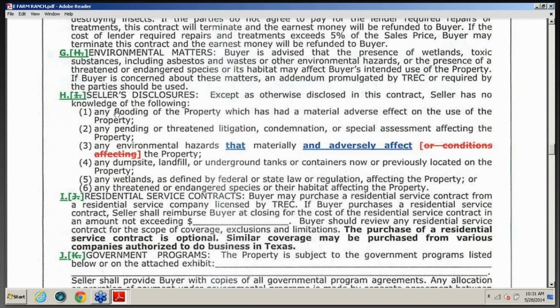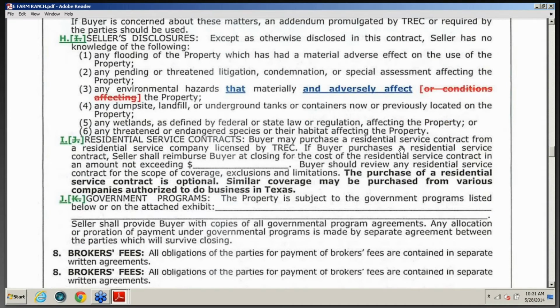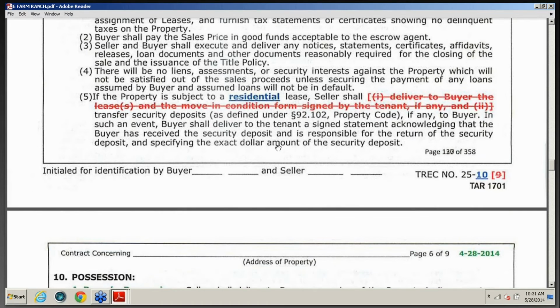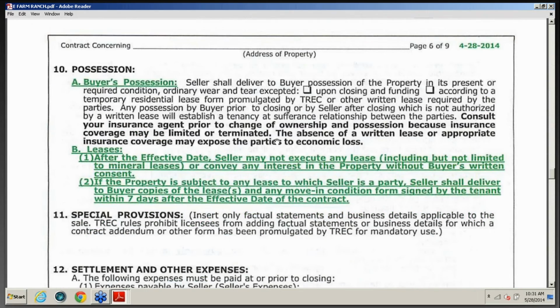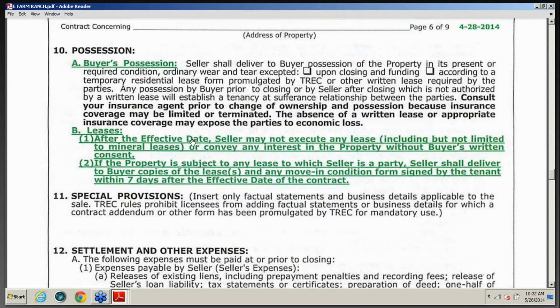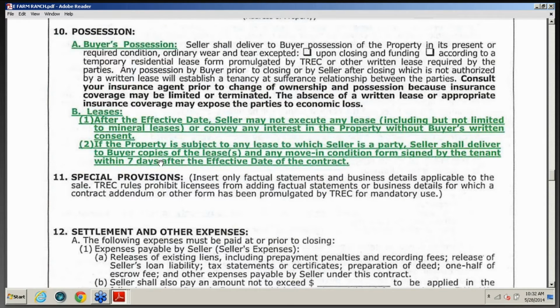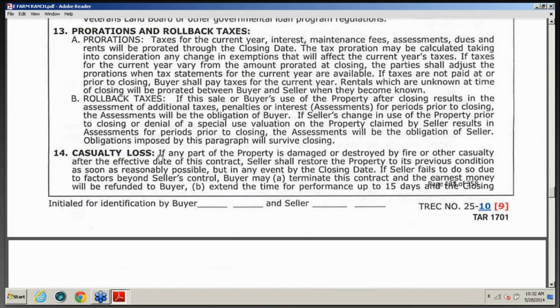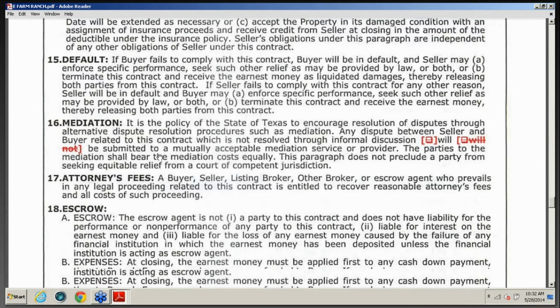And then the seller disclosures, again, they just added that materially and adversely affect the property. Again, if the property is subject to a residential lease, then it says here, in the event the buyer will deliver to the tenant the statement of who's got the security deposit. And then, of course, the leases are the same. After the effective date, the seller can't execute any lease, and within 7 days, you have to provide those copies. And again, we will mediate regardless.